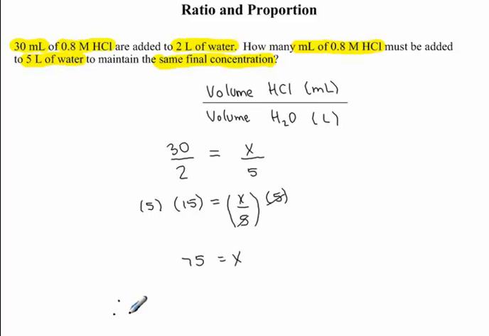So for our concluding statement, we will have, therefore, 75 milliliters, don't forget your units, of 0.8 molar HCl must be added. And this is how you would solve this problem.